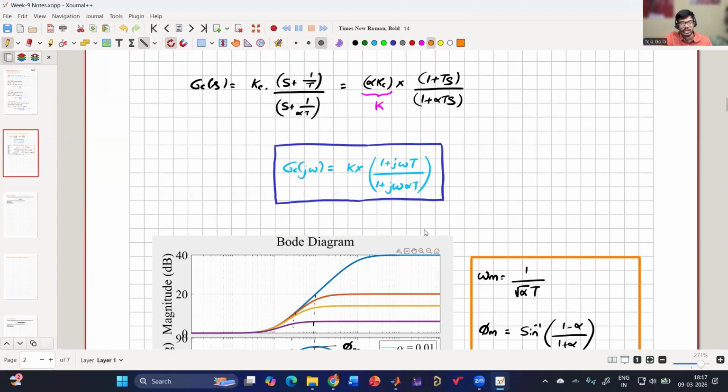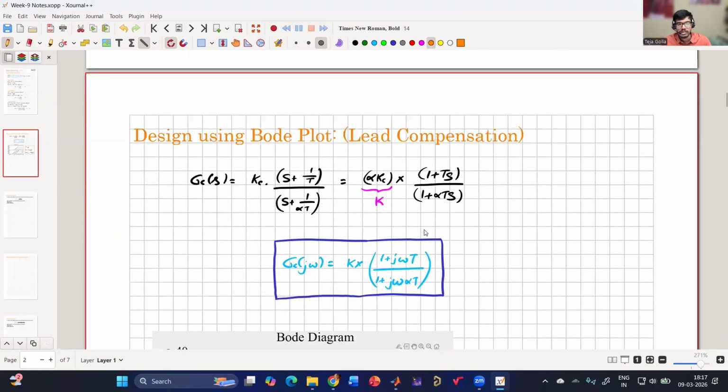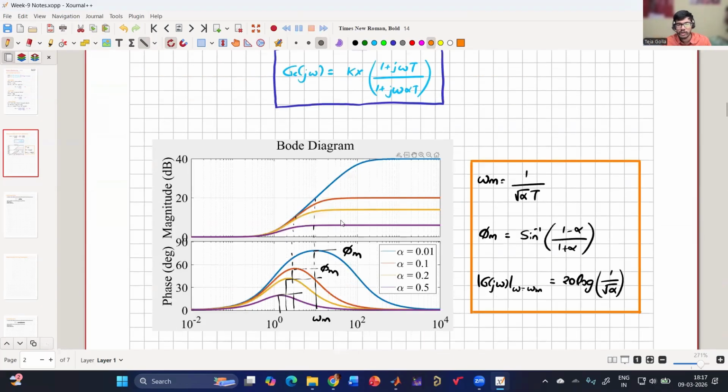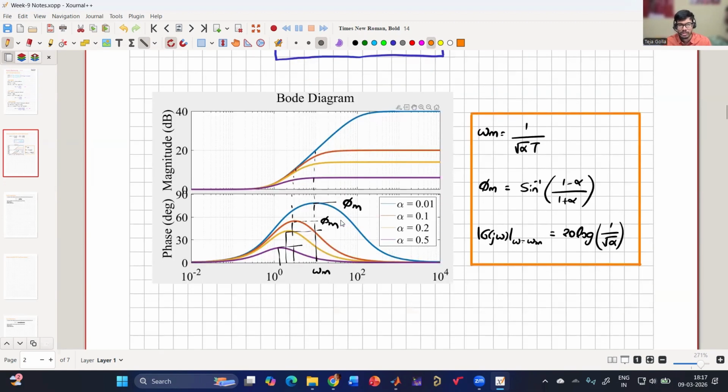So what we have learned is when we are doing lead compensation, we will get this transfer function, and if we draw the Bode plot for different alpha, I can see that the maximum phase peak for each alpha as well as the frequency at which it is happening is a function of alpha, and these are the expressions that we can get. So now using this information, I will have to design a compensator so that I'll be meeting the given requirements. And this is the information that I have. So now using this, how am I going to design?